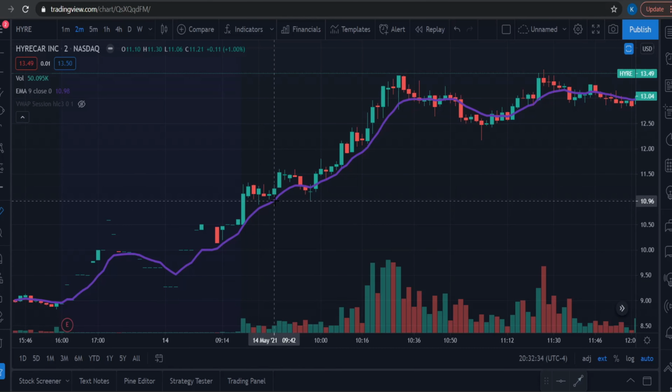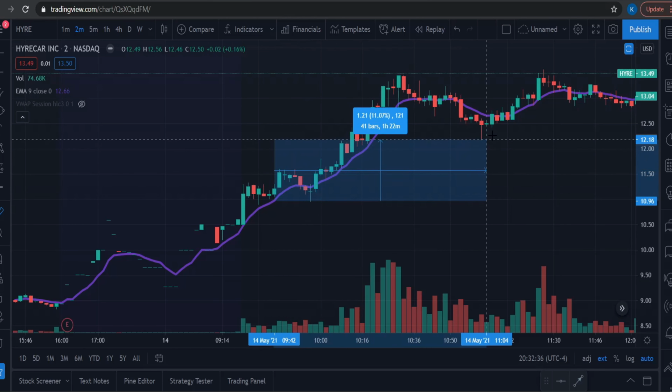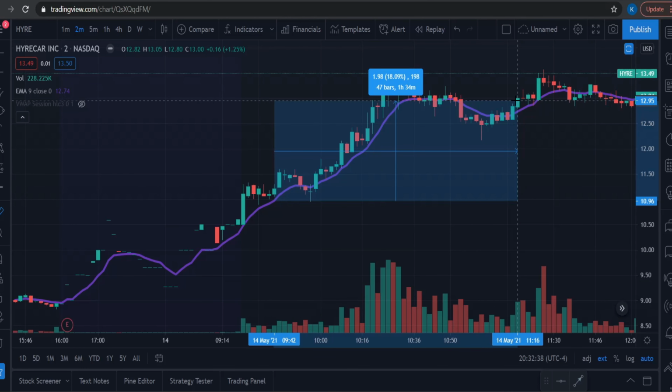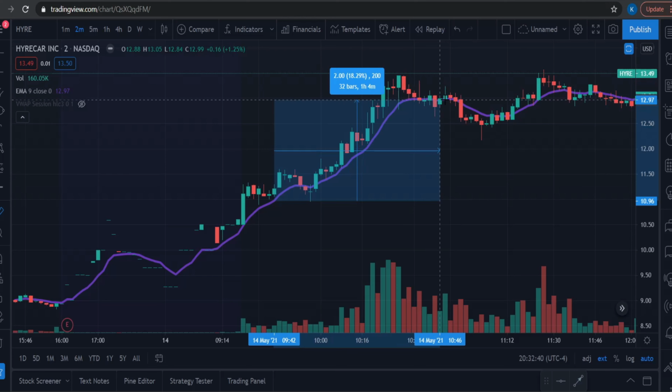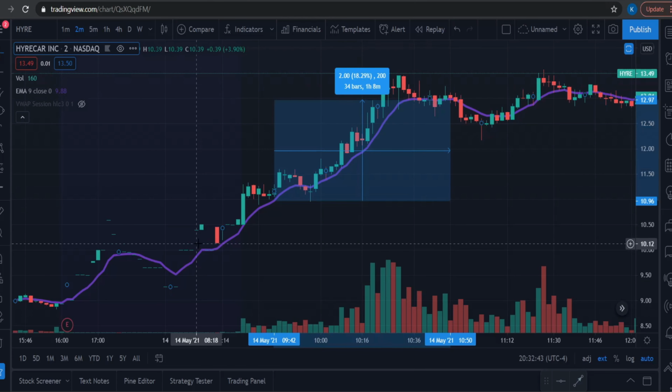So if we were purchasing around the EMA and say we got in around here and we rode it all the way up till it crossed in this area here, we'd be looking at an 18% day trade. And there's 34 bars at 2 minutes apiece. That's just over an hour, I believe. If my math's correct, it's just over an hour of work.